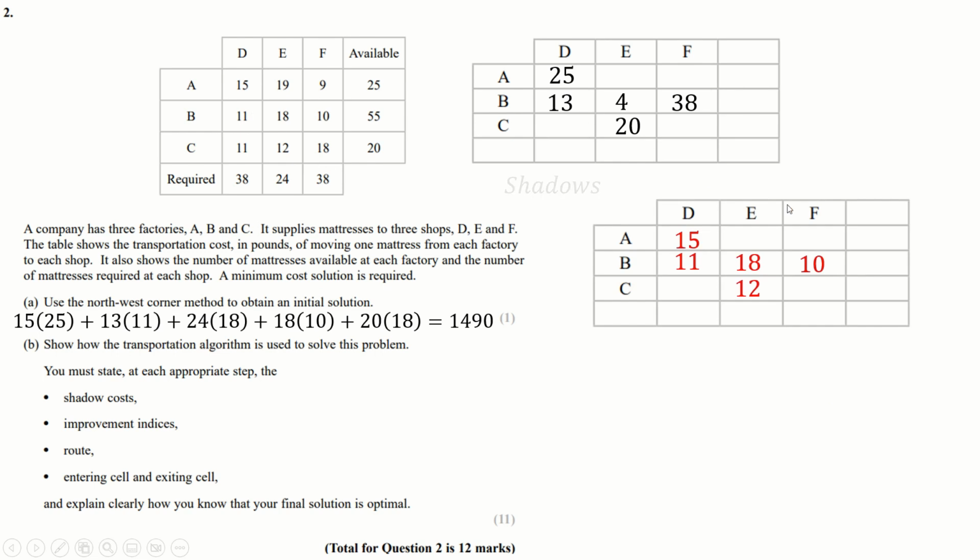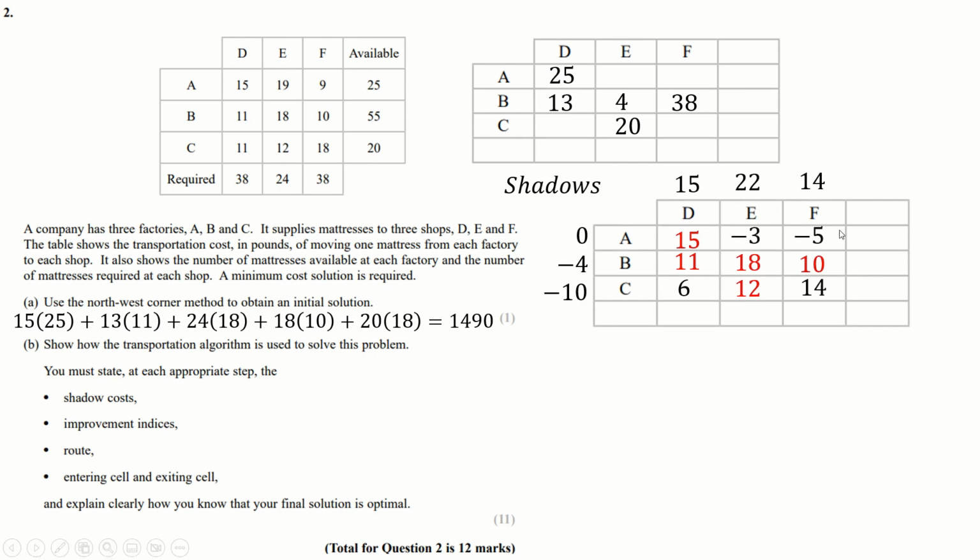I'm going to do my shadow costs starting with 0. It ends up looking much like this, very similar to what we just did. And then of course we fill in these boxes using the same method. So 11, take 15, take minus 10. Just be a bit careful. And then the same thing for all the others.